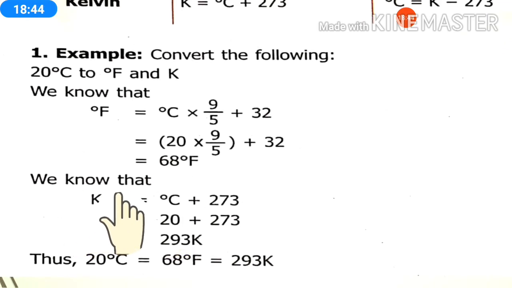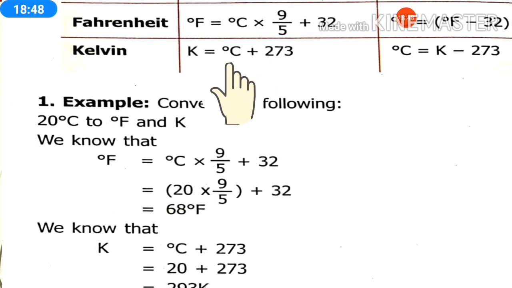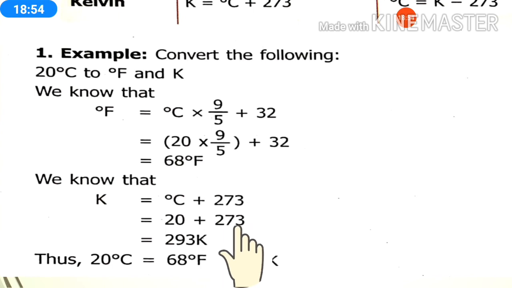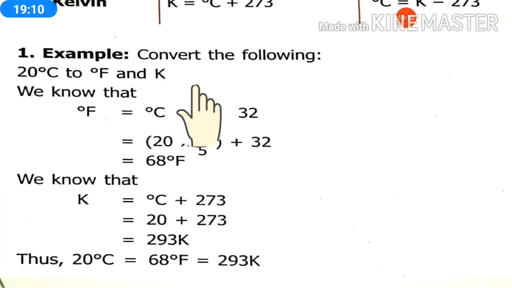And we have to convert to what? Kelvin. So here we will use that formula. The Celsius value is how much? 20. So 20 plus 273, how much? 293 Kelvin. So 20 degrees Celsius equals 68 degrees Fahrenheit and 293 Kelvin. So that was the conversion from Celsius to Fahrenheit and Kelvin.